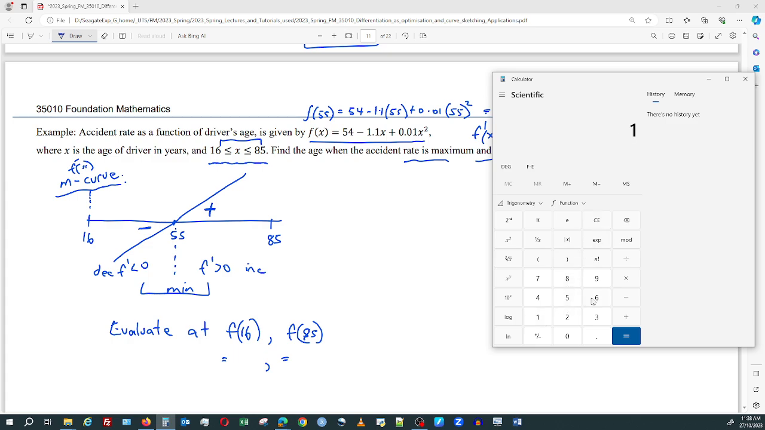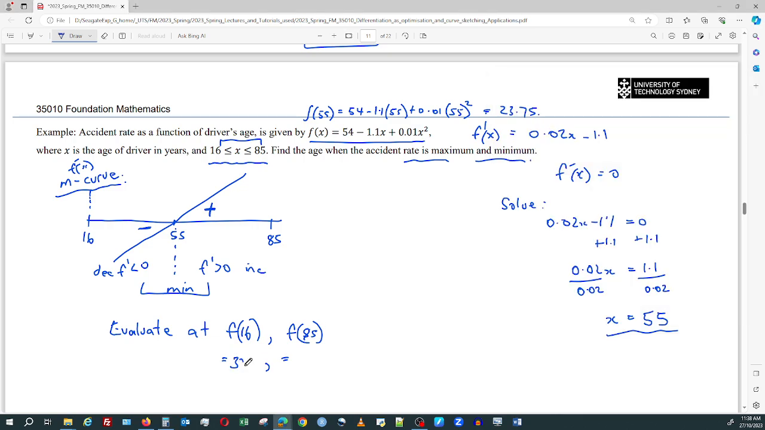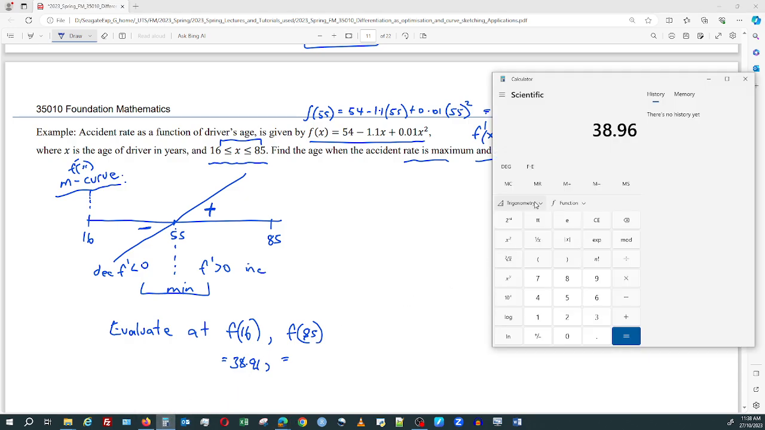So we'll go 16 squared times 0.01 and pop that in the memory. 16 times 1.1 minus equals, add that to the memory, and then what do we have? 54. Add that to the memory, so clear all that, and memory recall, and we get 38.96. So that's higher than 23.75. Alright, let's do the 85.